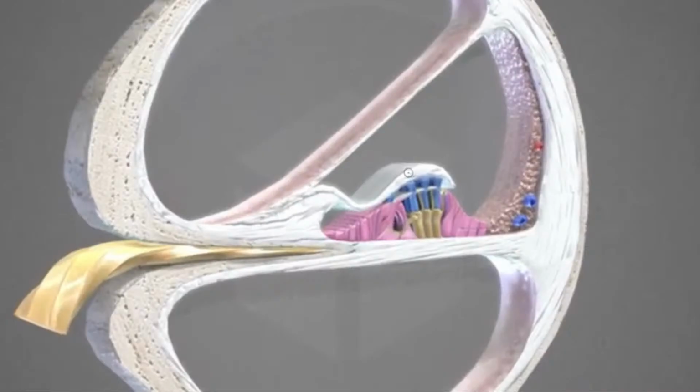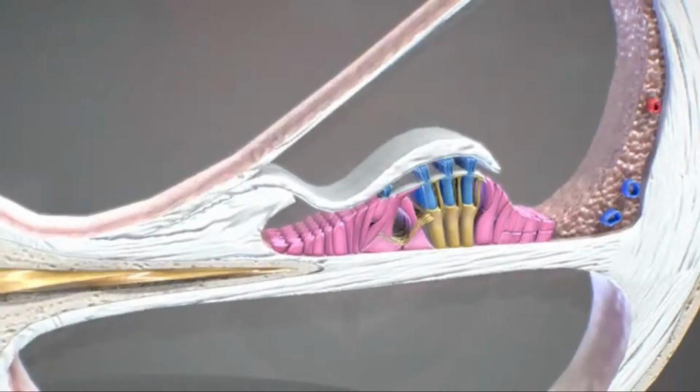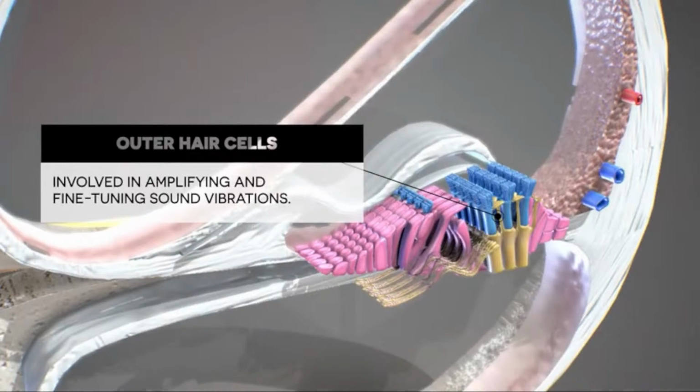Hair cells. There are two types of hair cells: inner hair cells, responsible for transmitting sound information to the brain, and outer hair cells, involved in amplifying and fine-tuning sound vibrations. The hair cells have tiny projections called stereocilia that protrude into the endolymph.